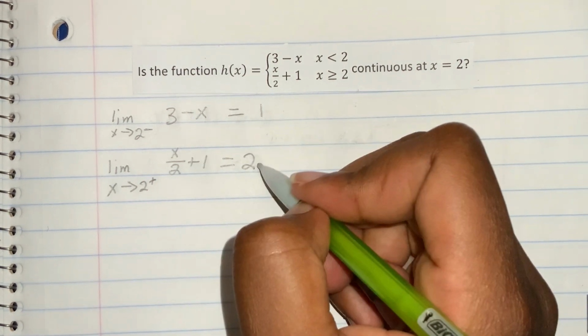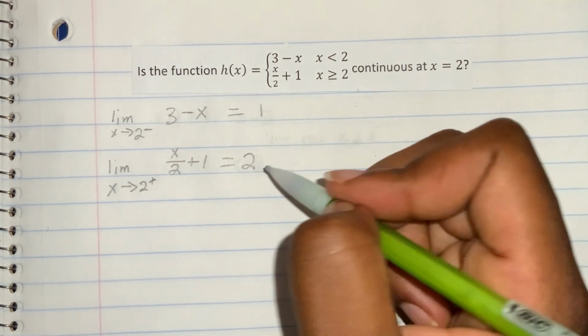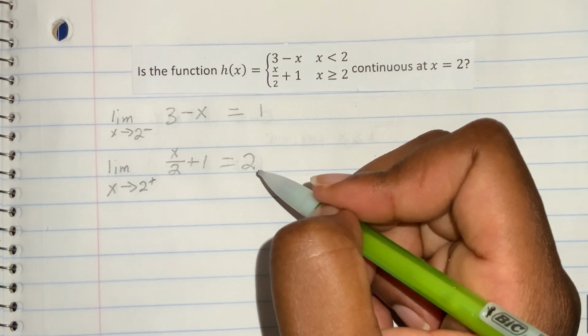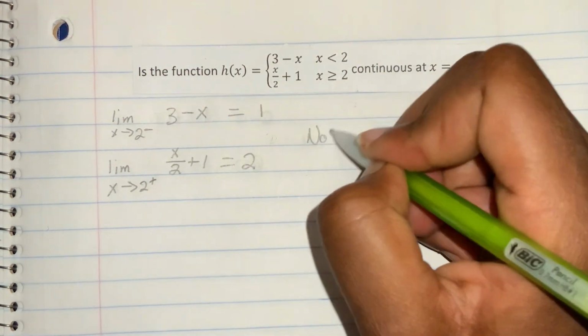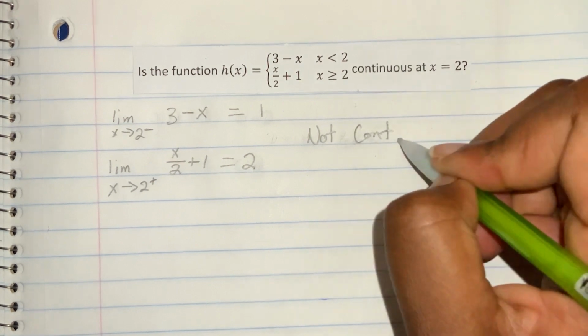And because these limits are not equal, meaning that the function is not approaching the same number on both sides, the function is not continuous.